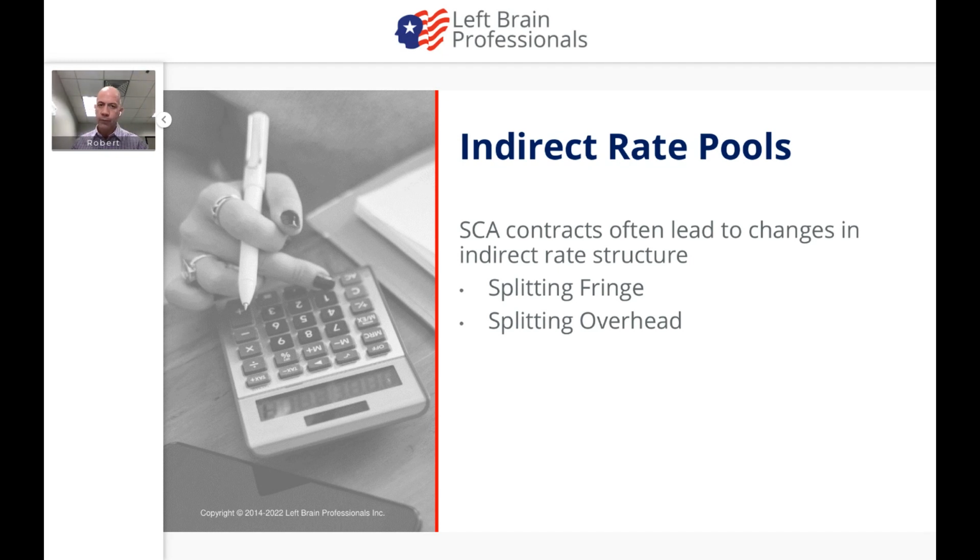All right, let's now talk about indirect rate pools and what it means to have an SCA contract and how that might impact our indirect rate structure. So we're going through this with a couple of clients right now who are looking at what's going on in their organizations. They're looking at it from a costing and from a pricing perspective. And the pricing piece really comes into play, especially when you have a mixture of SCA and non-SCA work, whether that's government and commercial or just other types of government work potentially, can really cause some problems. And you'll see an example here in a moment. But we're going to talk primarily about splitting fringe and splitting overhead.